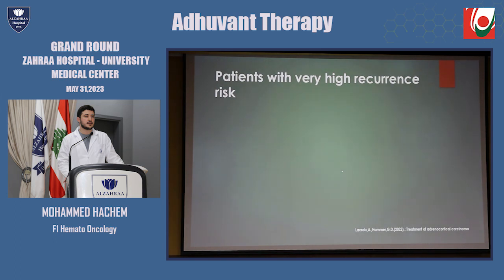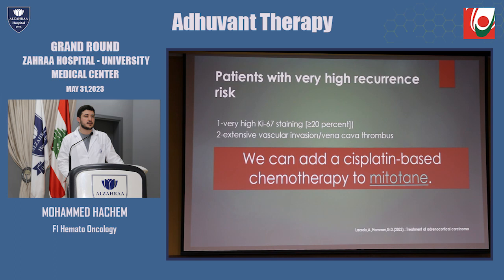We categorize as very high risk if we have Ki-67 more than 20 or extensive vascular invasion. What is the optimal adjuvant treatment? We can add cisplatin to mitotane, or cisplatin-based chemotherapy to mitotane.